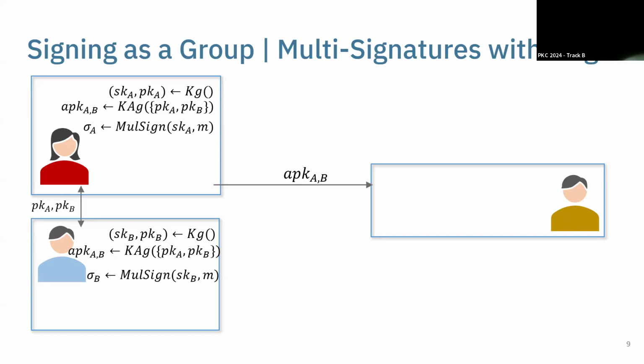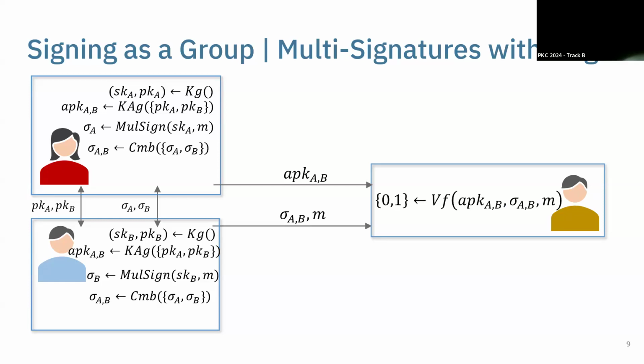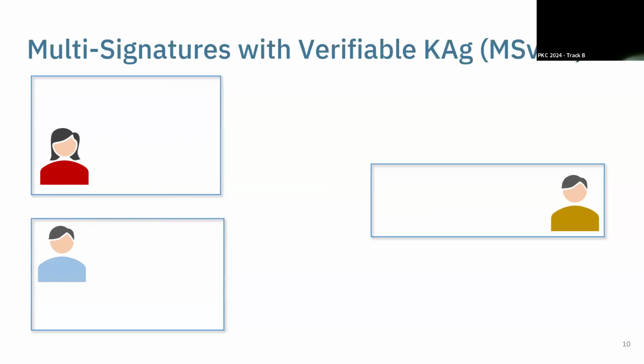And then they can create their signature by running an algorithm called mulsign. It outputs some signature shares, and these signature shares can be combined into a final signature, which can be used to authenticate. So we will have a new type of multi-signature, which we call multi-signatures with verifiable key aggregation. It will be clear in a moment. And let's try to build it step by step.